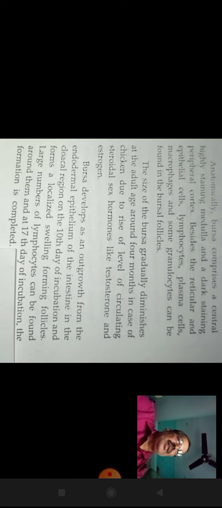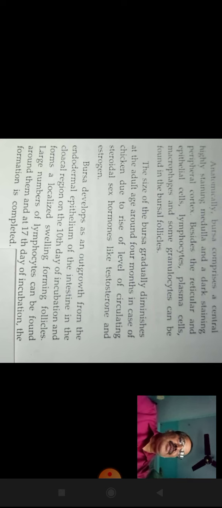Anatomically, the bursa comprises a central, highly staining medulla and a dark staining peripheral cortex. So, cortex and medulla part. Besides the reticular and epithelial cells, lymphocytes, plasma cells, macrophages, and some granulocytes can be found in the bursal follicles.